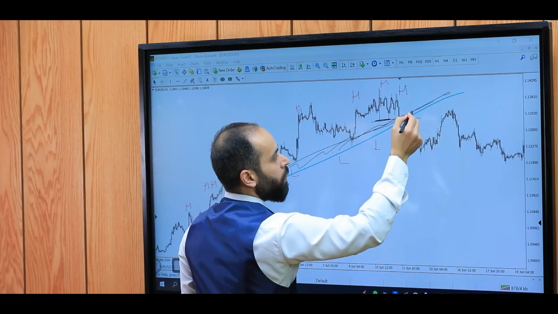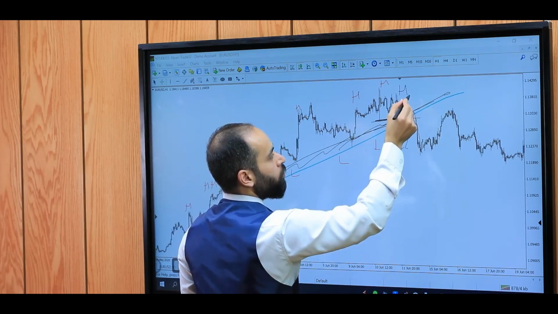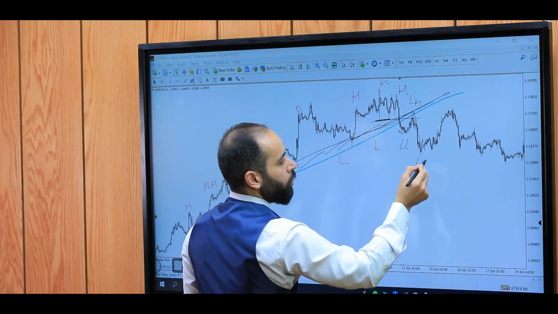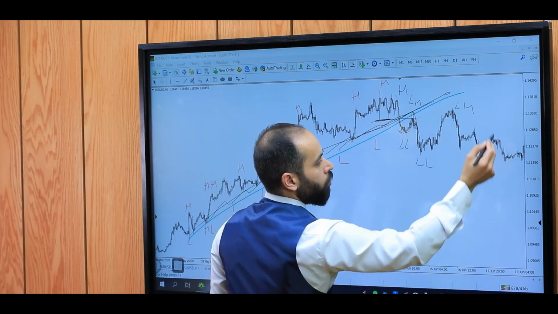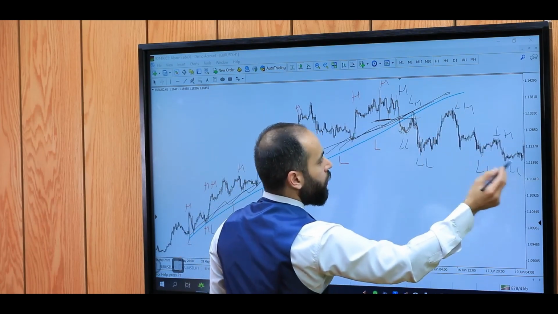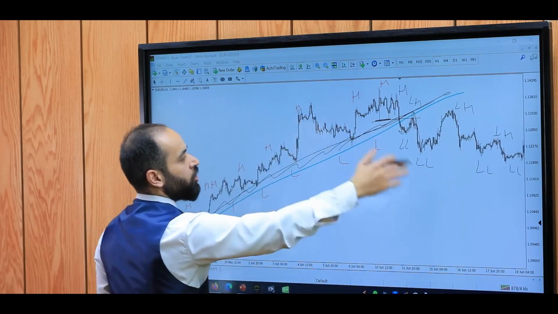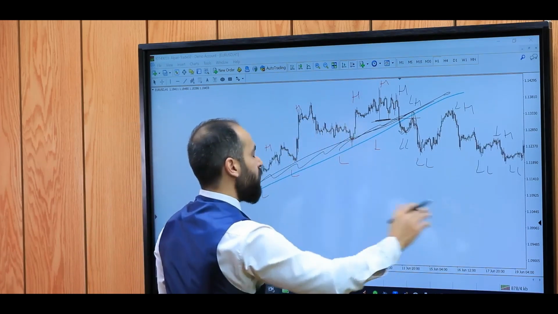And from this point onward, for example, that pullback we talked about becomes lower high, then lower low, lower high, lower low, and so on. It has lost a trend and experienced a breakout. This happens when the trend structure is completely broken.